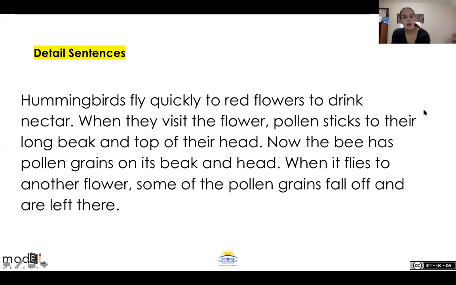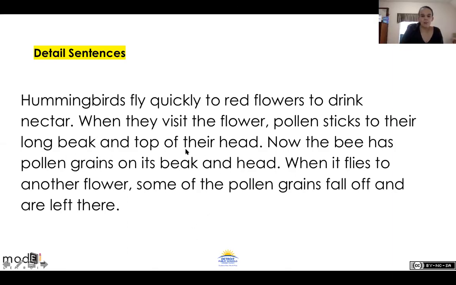You're so right. All right, so here are the detailed sentences that are in this piece of writing. I'll read it to you. Hummingbirds fly quickly to red flowers to drink nectar. When they visit the flower, pollen sticks to their long beak and the top of their head. Now the hummingbird has pollen grains on its beak and head. When it flies to another flower, some of the pollen grains fall off and are left there. That was a lot. We should break that down. That's four really great informational sentences.